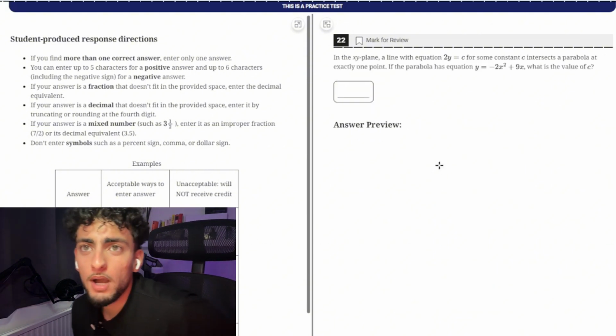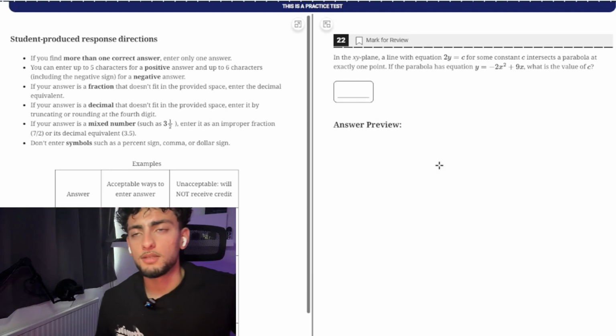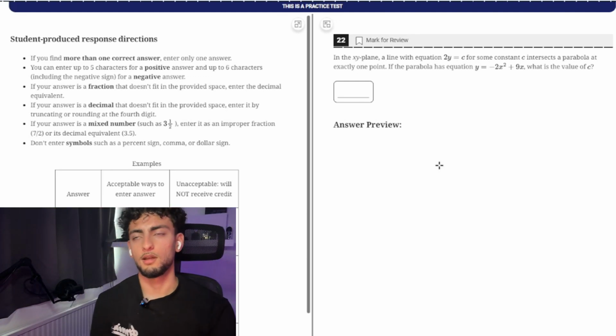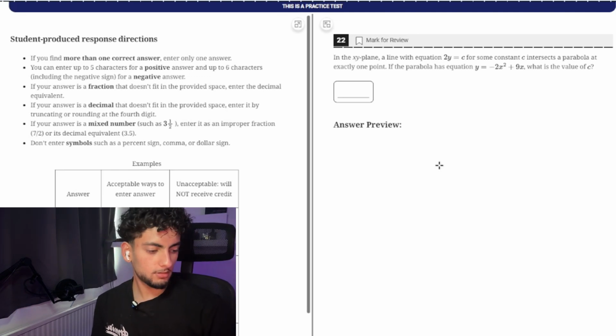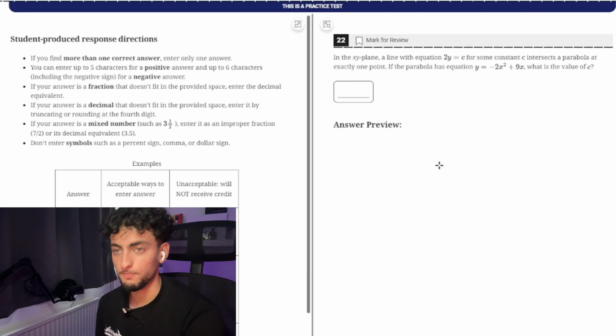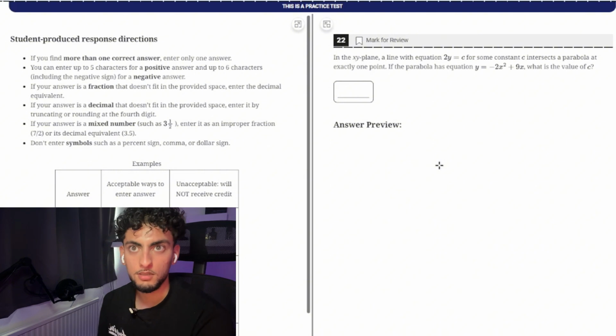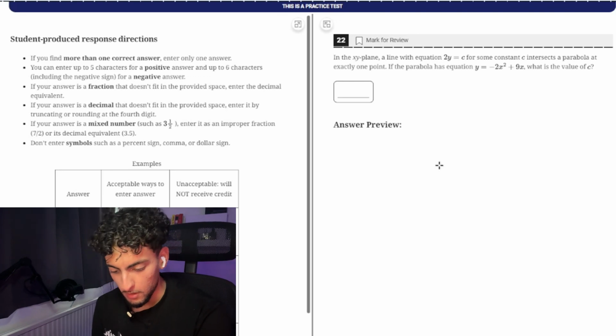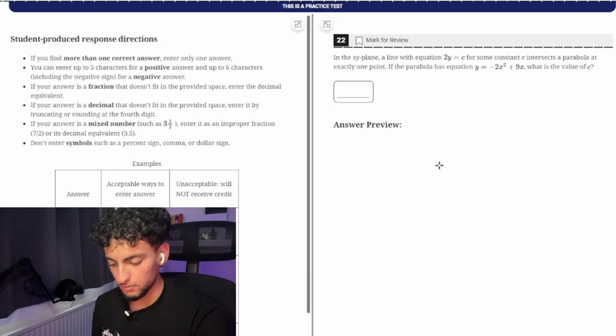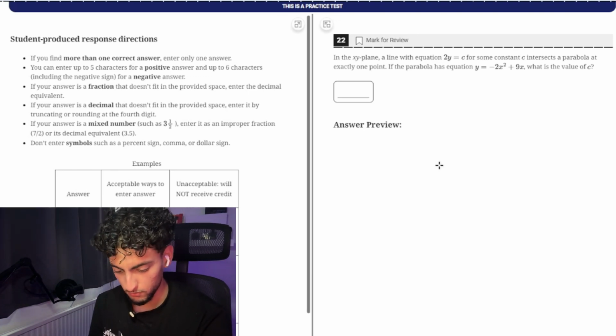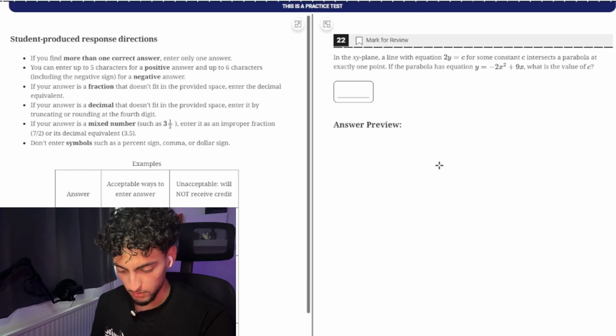In the xy plane, the line intersects exactly 1 point. Okay, we do have some actual maths. Nice. What is the value of c? So c over 2 equals -2x squared plus 9x, minus 2x squared plus 9x minus c over 2 equals 0. And then we can just use b squared minus 4ac. I'm hoping they know that formula. So 81 minus 4 times minus 2 times minus c over 2. The minus is delete, and we want this to equal 0.